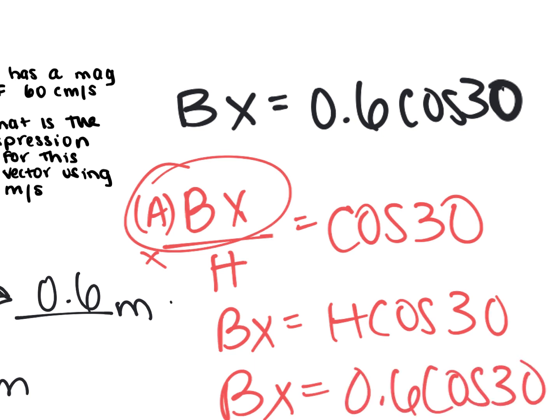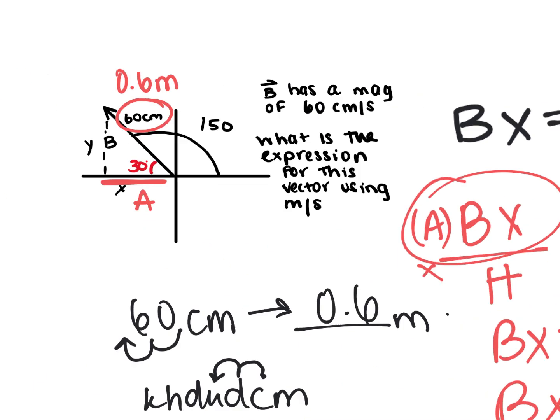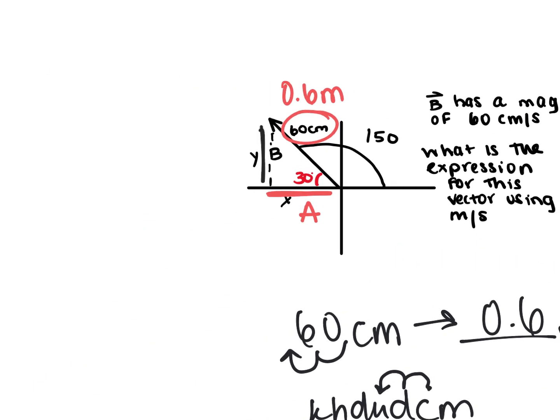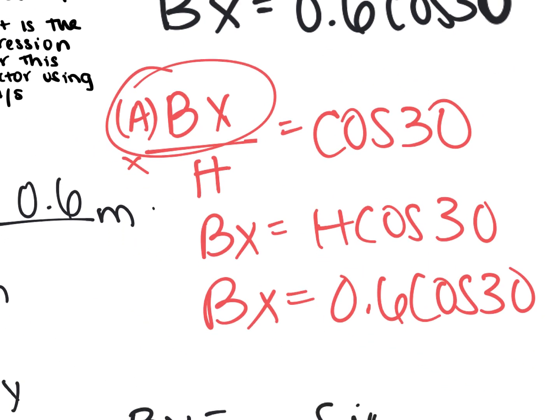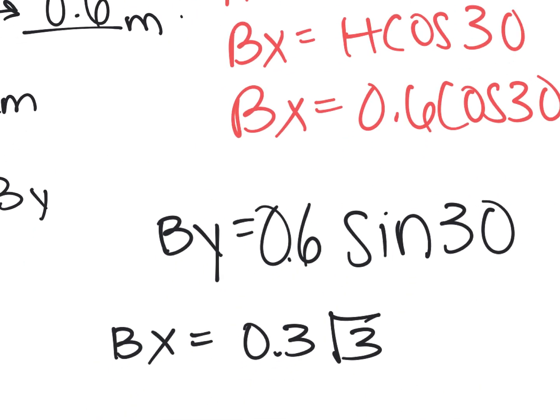And the same thing can be applied to by, except this time we're looking at the y, which is opposite. So opposite over hypotenuse, which is sine 30, with our given hypotenuse would give us this equation. And so if we work it out, bx equals 0.3 square root of 3. And by equals 0.3.